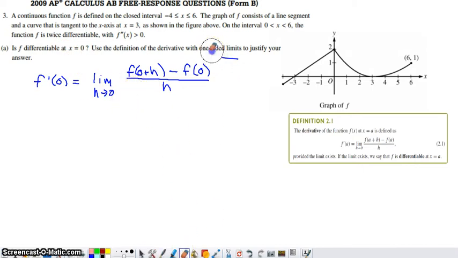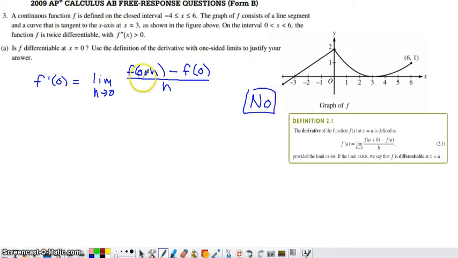Now, I think we know the answer to this question without necessarily using the definition. Should this function be differentiable at 0? Well, at 0, the slope of the tangent line changes instantly from a positive slope to a negative slope. So we have a cusp point at 0. So we know that the answer to part A here is no. We are not differentiable at 0. We're not differentiable at any point on a graph where you have a cusp.